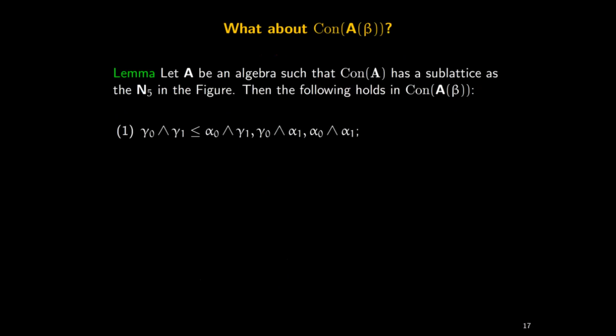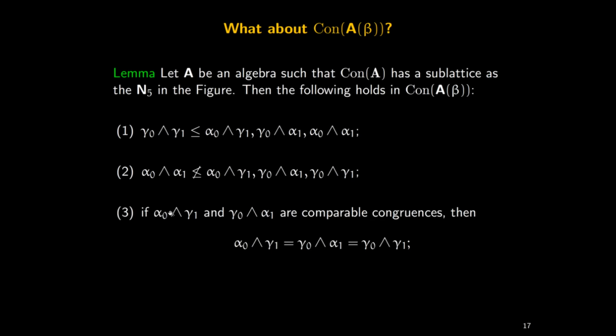To do that, let's say something about the situation of the congruences in this context. First of all, we can observe, simply by the fact that the meet is monotone in both components, that gamma_0 and gamma_1 are contained in all these three congruences, because alpha is greater than gamma. Second, these congruences are strictly less than alpha_0 meet alpha_1 in all the cases.